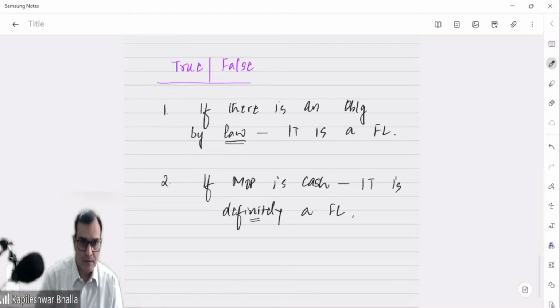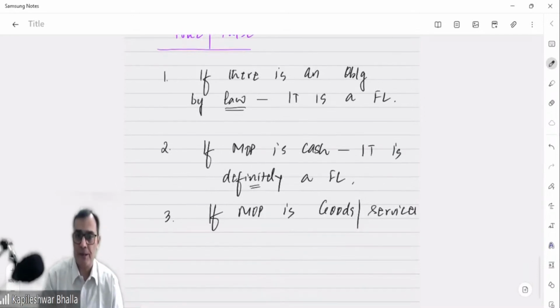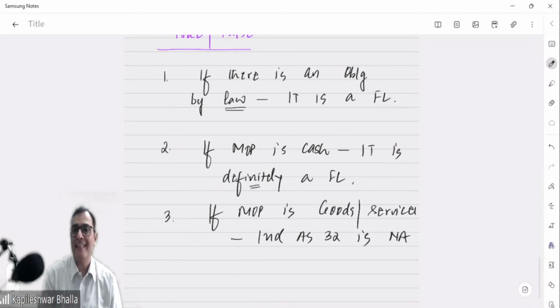Number three, if the mode of payment is goods or services, Ind AS 32 is not applicable. So if the mode of payment is goods or services, Ind AS 32 is not applicable. You just need to decide true or false.